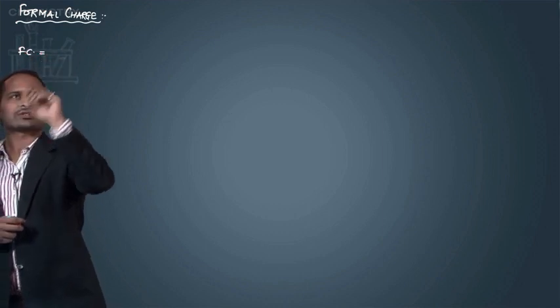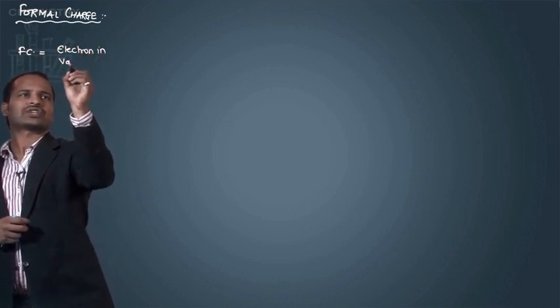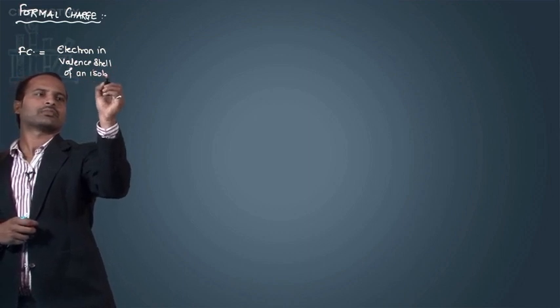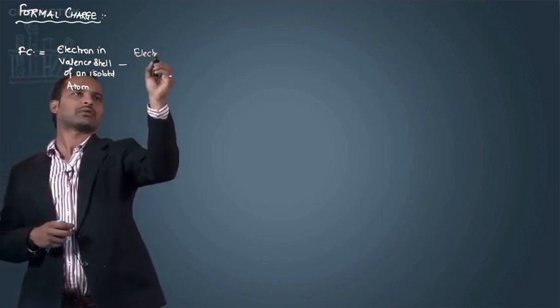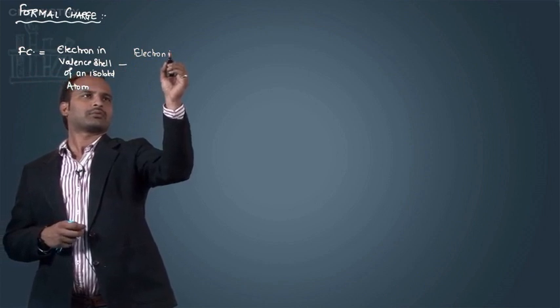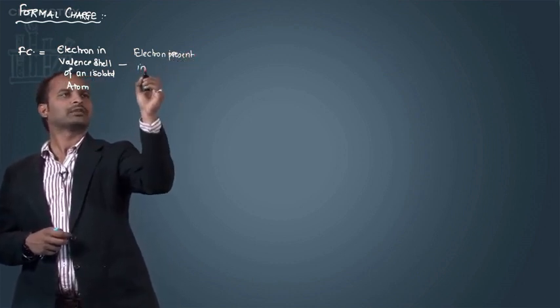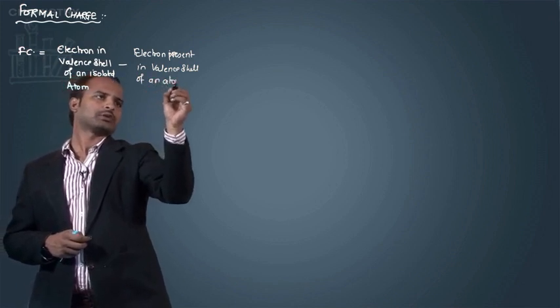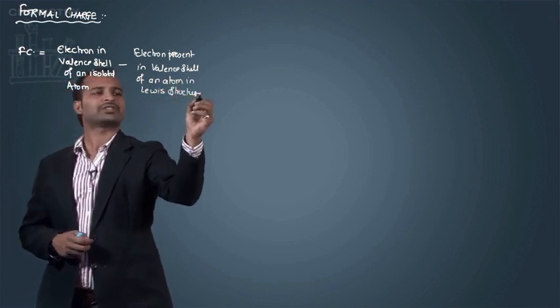So here the formal charge, let me write it as Fc, is nothing but the difference of the electrons in a valence shell of an isolated atom, minus the electrons present in the valence shell of an atom in a Lewis structure. So with the help of this difference, we determine the formal charge.